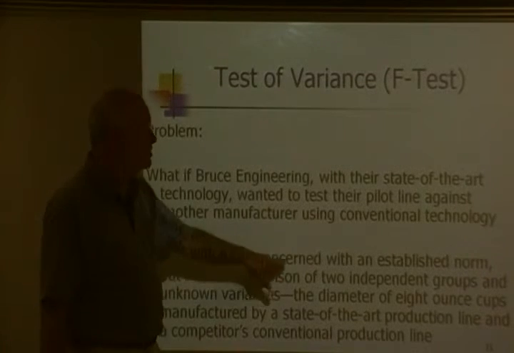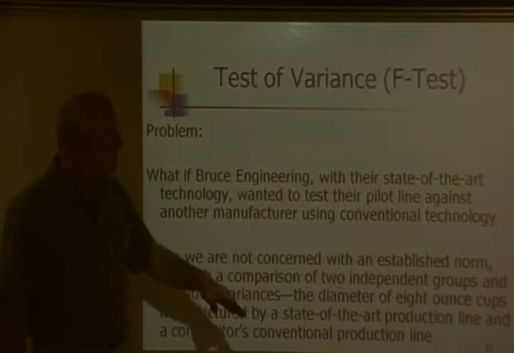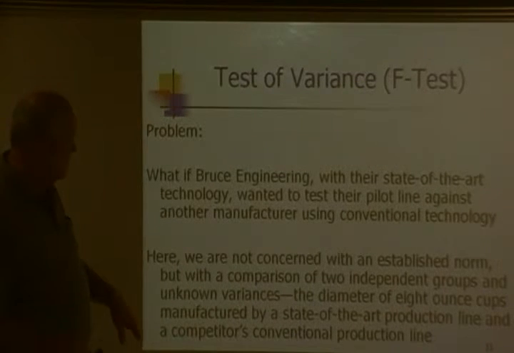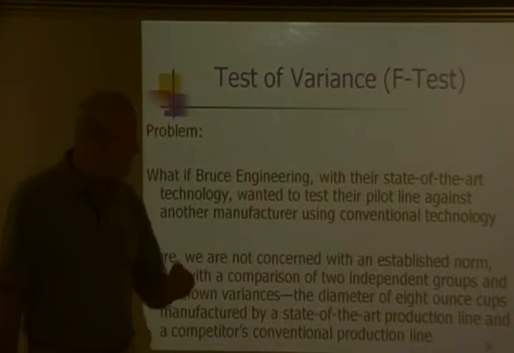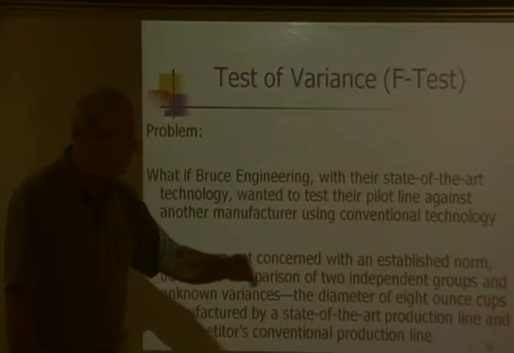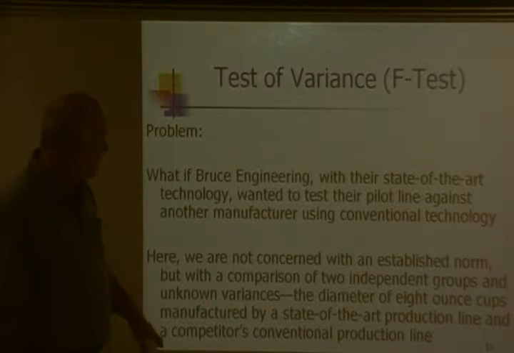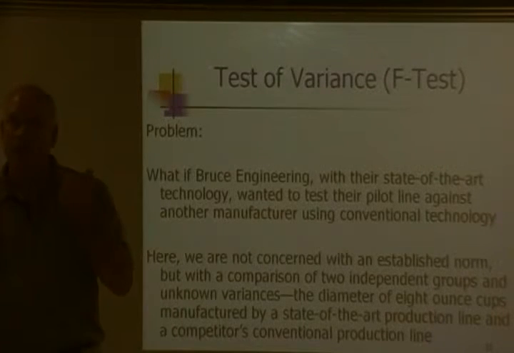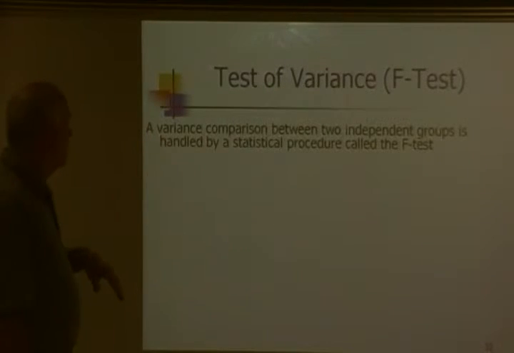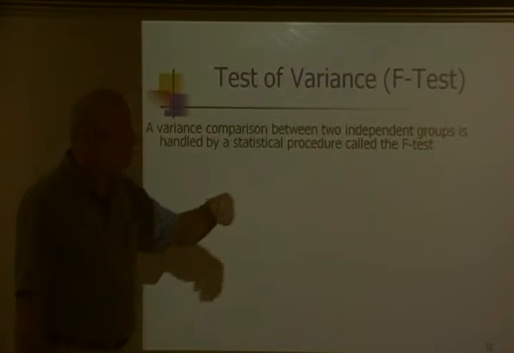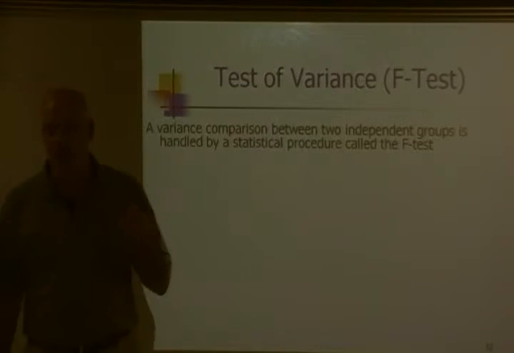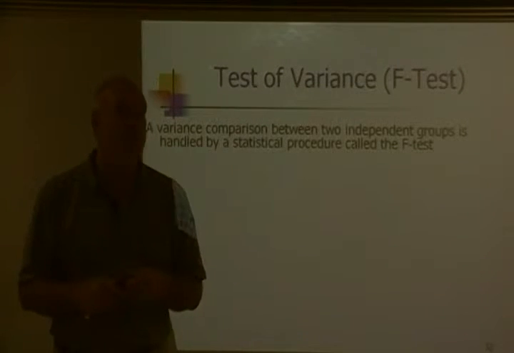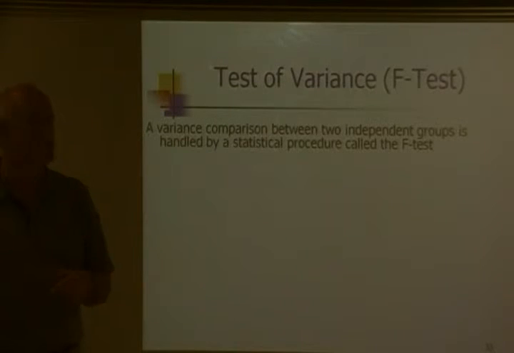So we're not concerned with an established norm, but with a comparison of two independent groups with unknown variances: the diameter of the 8-ounce cups manufactured by the state-of-the-art production line and a competitor's conventional production line. So we want to check the variability between the two lines. A variance comparison between two independent groups is handled by a statistical procedure called the F-test, or a test of homogeneity of variance.